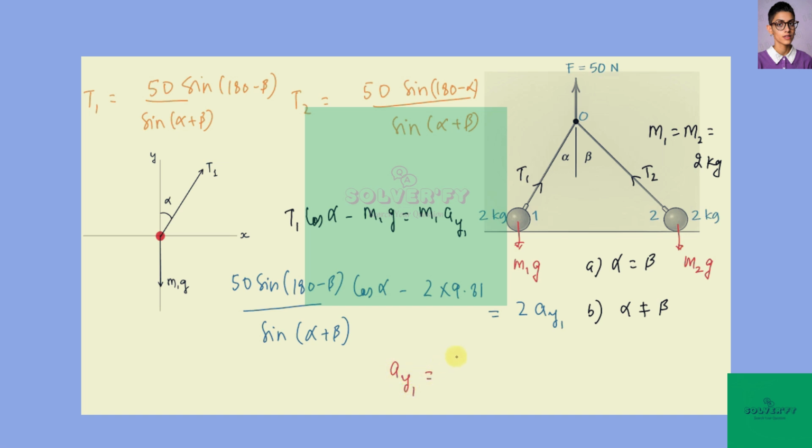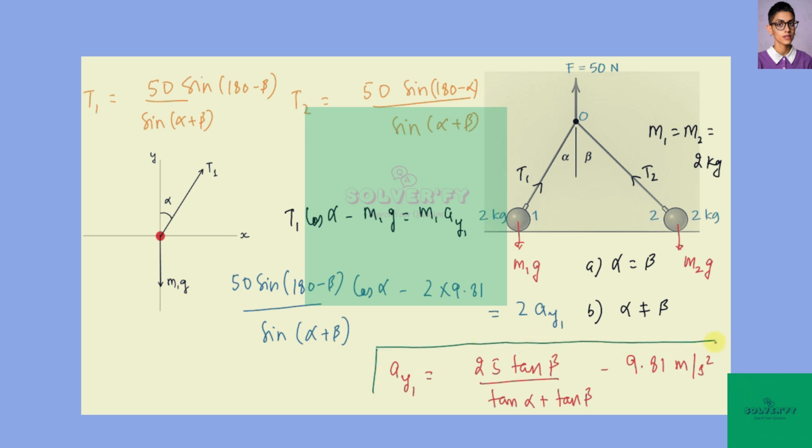ay1 is equal to 25 tangent beta divided by tangent alpha plus tangent beta, minus 9.81 meter per second squared. So this is the answer for the vertical acceleration for the mass m1 in the case when alpha is not equal to beta. Similarly, we'll be considering the free body diagram of the mass m2 to calculate ay2.